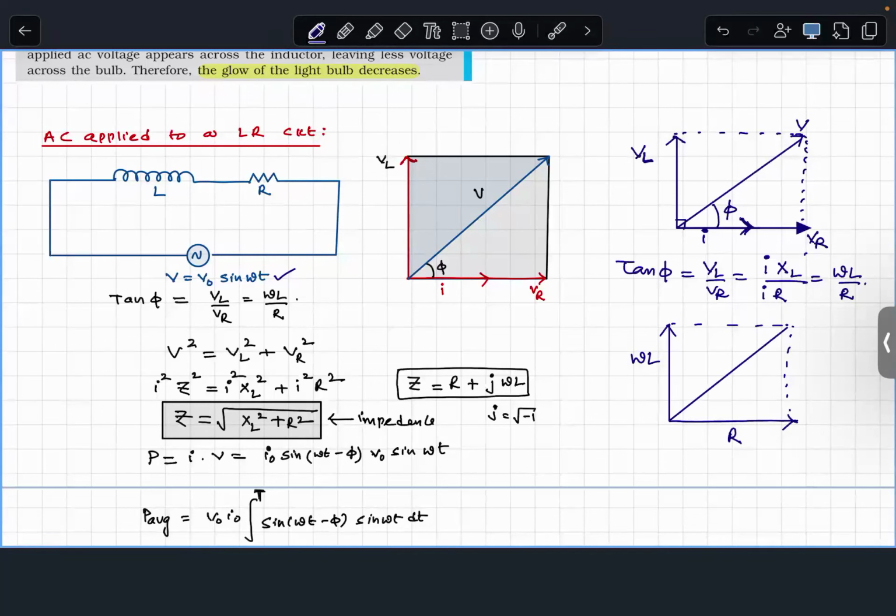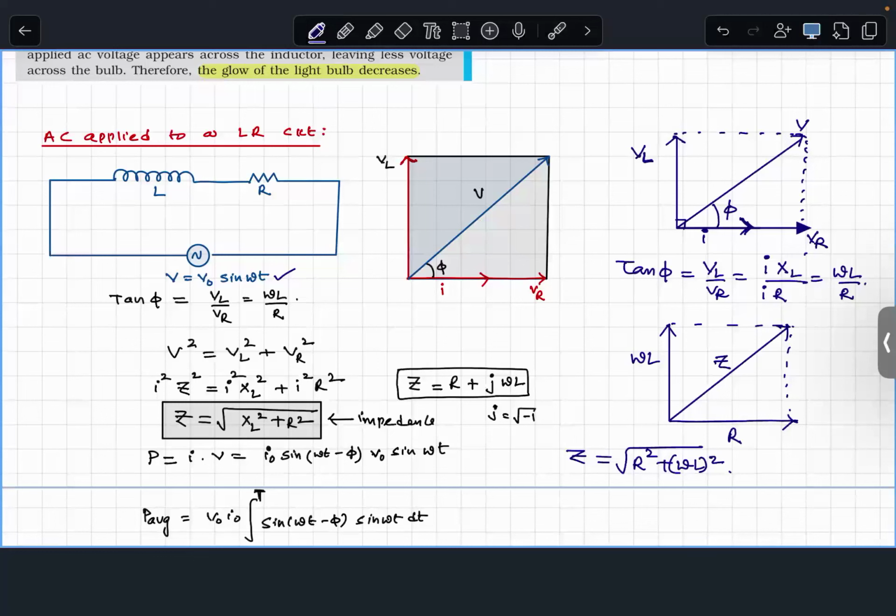What is going to be the resultant here? Z. The total impedance. So don't write R1 plus R2 here. I said that is for linear circuits. This is not linear. Therefore, Z is under root R square plus omega L square.